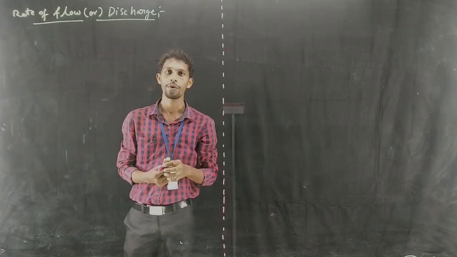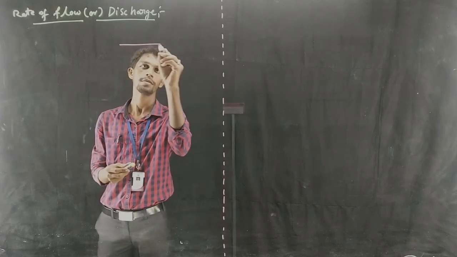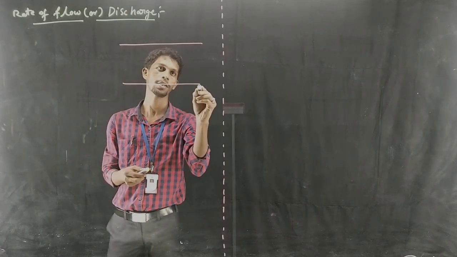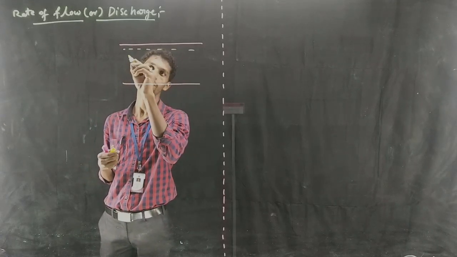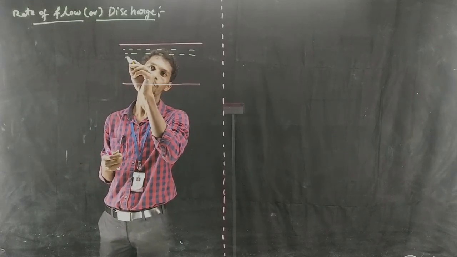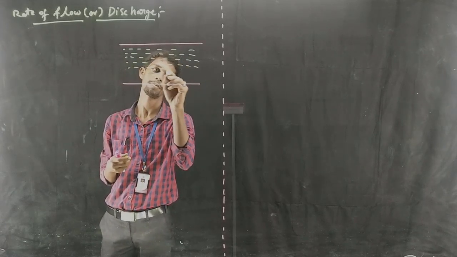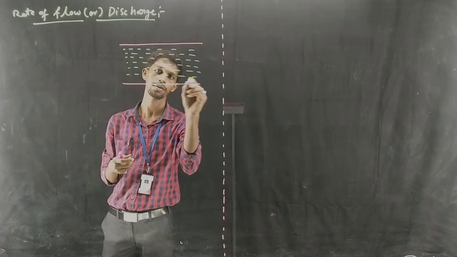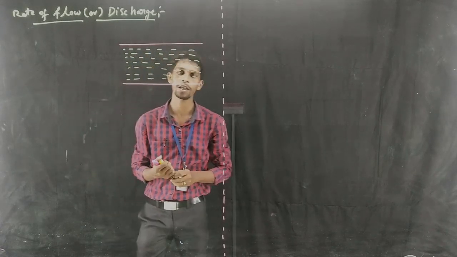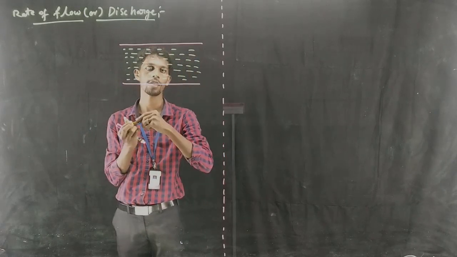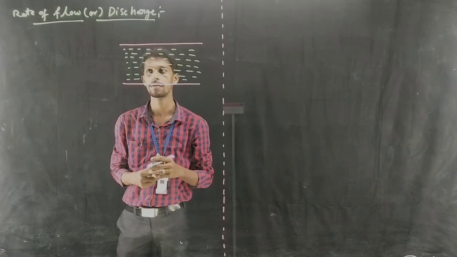What is the rate of flow or discharge? Let us take a pipe section. Assume it is a pipe section with water inside it. So rate of flow is nothing but the quantity of fluid passing through this particular pipe section per second, right?